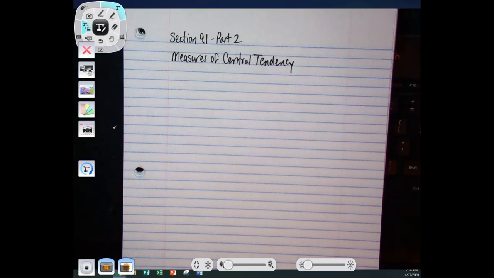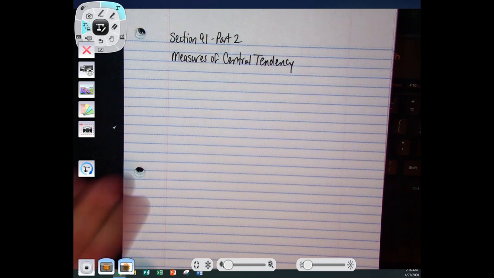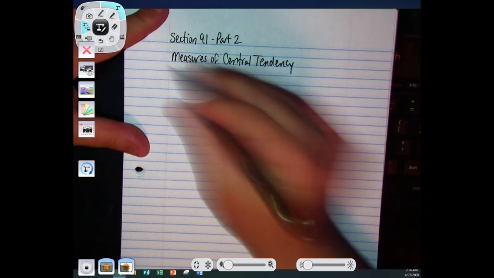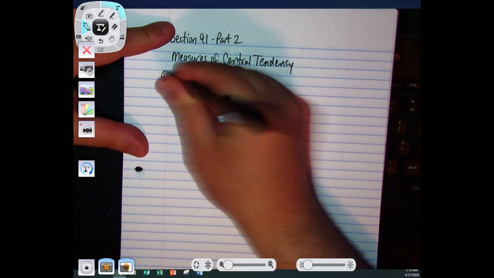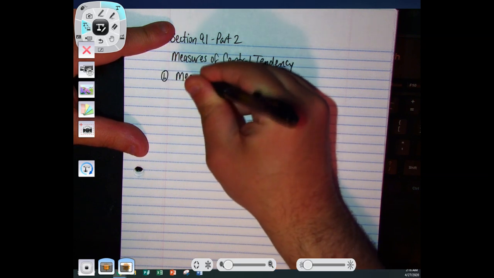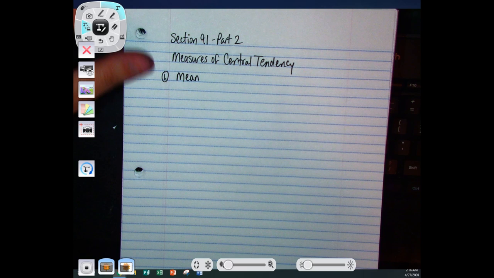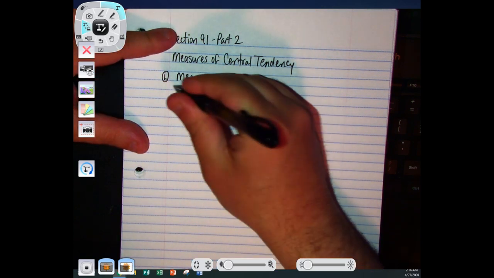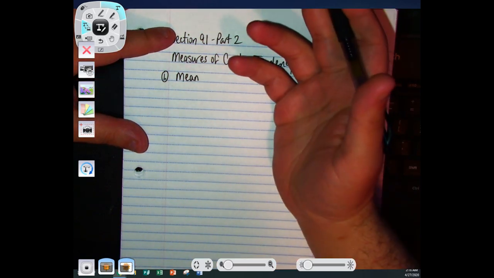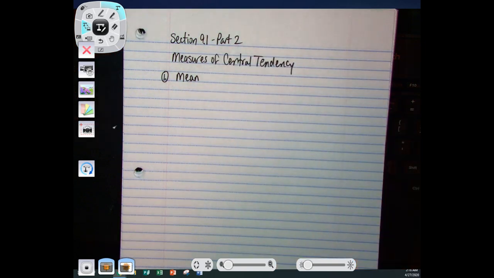All right, so section 9.1, part 2 is all about measures of central tendency in statistics. So we're looking at measures of center. With measures of center, we have 3 that we look at in general. The first one is what we refer to as the mean. Realistically, we could call this a couple different things. We can call this arithmetic mean, or we can even call this the sample mean, depending on what they give us.